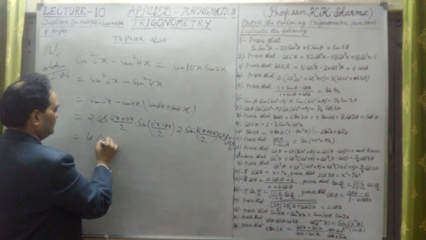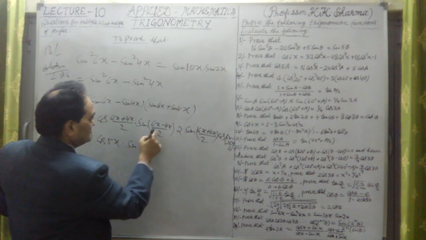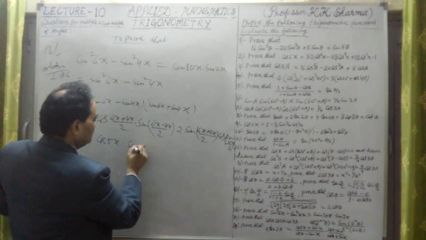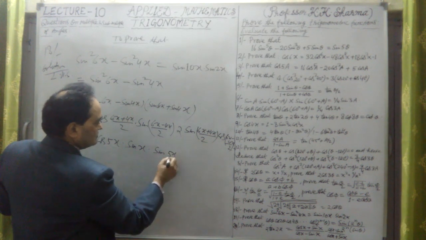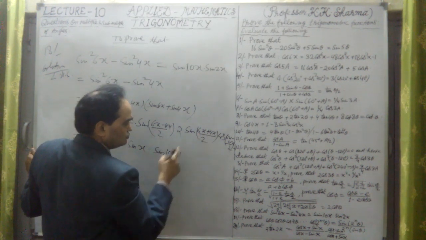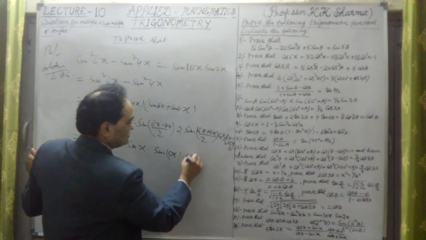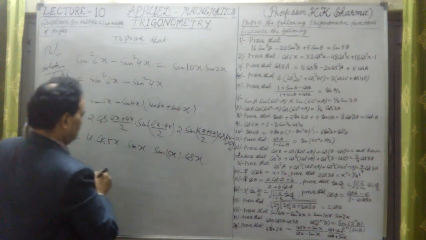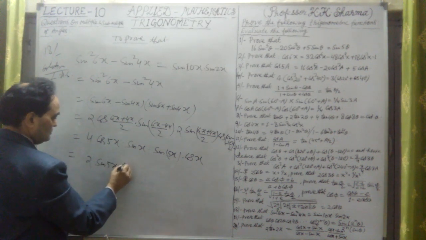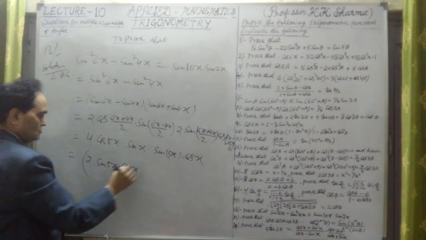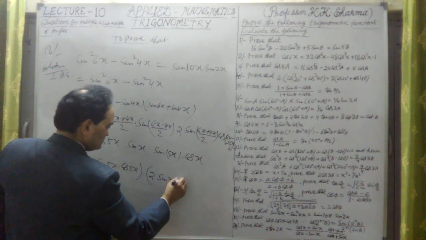This is cos of 6x plus 4x upon 2, that is 5x, into sine of 2x upon 2, that means x only. And sine 5x, because 6x plus 4x upon 2 is 5x, into cos of 2x upon 2, which is x only. So we can write it as 2 into sine 5x into 2 sin x cos x.